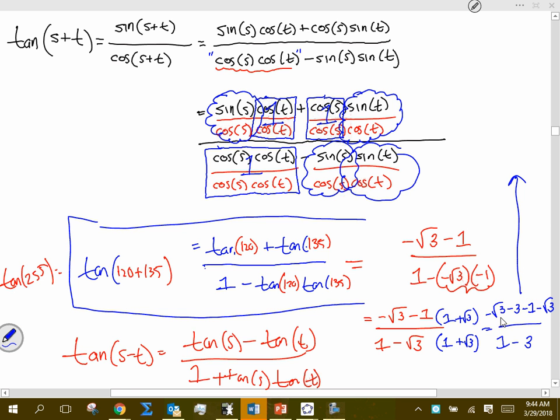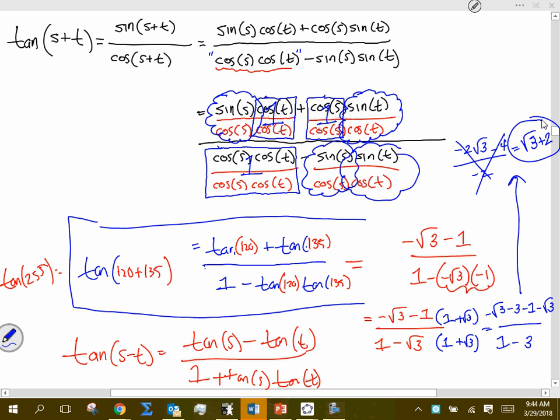Rewrite it up here now. What's negative radical 3 minus radical 3? Negative 2 radical 3. What's negative 3 minus 1? Negative 4. 1 minus 3, negative 2. These all have a factor of negative 2 in them now. Factor that negative 2 out, gives me radical 3. Factor that negative 2 out, gives me plus 2.